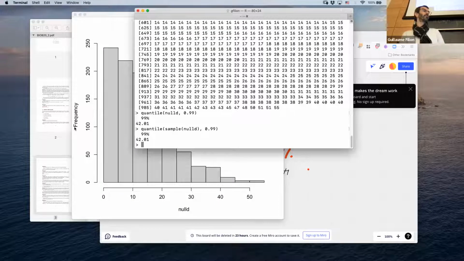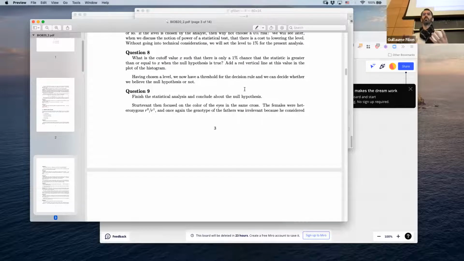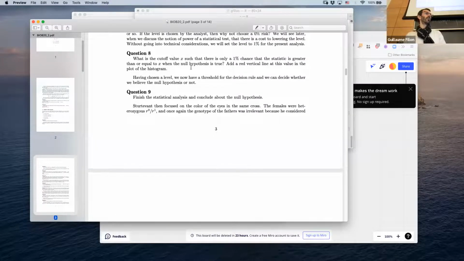All right, so far so good? That's a very important comment that we made here. The way that you find these thresholds is that you first choose the risk, and then use the quantile function to find where the threshold is that corresponds to the risk that you're willing to take. So what is the cutoff value? That's 42. Add a red vertical line at this value in the plot of the histogram.